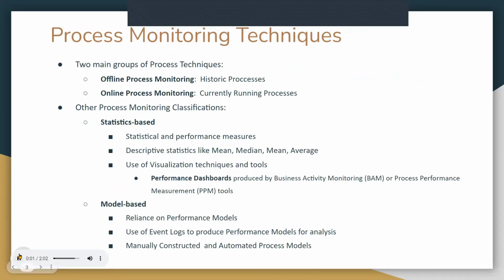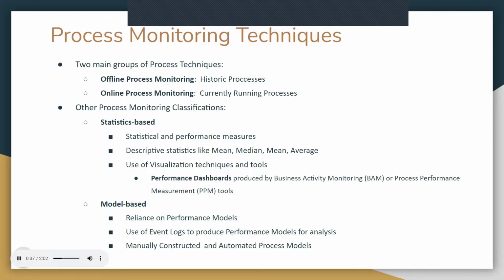So, process monitoring techniques can be broken down into one of two groups. Either offline or online process monitoring. The first one, offline, deals with historic processes, essentially processes that have happened in the past and those that we want to gain a better insight once they have already occurred. We can dictate different timeframes as well, such as yesterday, a couple days, a week, months, or even years long timeframes for the processes.